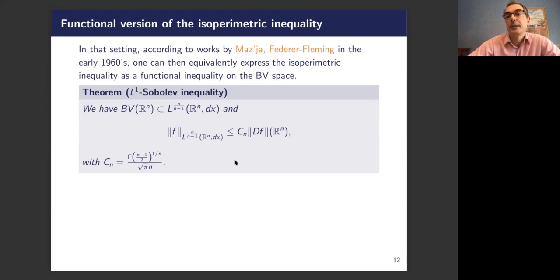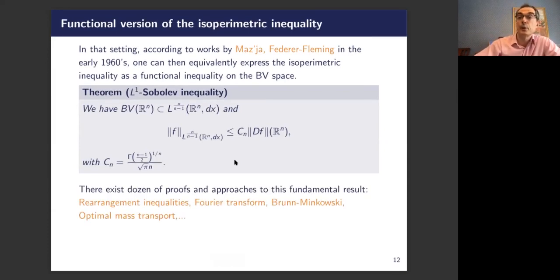It is easy to see that the L1 Sobolev inequality implies the isoperimetric inequality. Indeed, if you just plug in f to be the indicator function of a set with finite perimeter, we recover immediately the isoperimetric inequality in Rn. But it turns out that it is also possible to prove the L1 Sobolev inequality from the isoperimetric inequality. That is, this functional inequality is equivalent to a geometric inequality, which is the isoperimetric inequality.